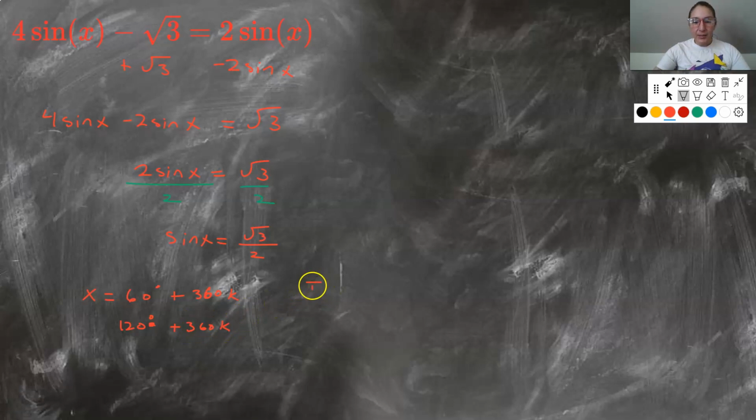In radians, this is pi over 3 plus 2 pi k, or it's 2 pi over 3 plus 2 pi k. Remember, the 2 pi k is just accounting for all revolutions, same thing with 360 times k. We're just saying that any coterminal angles are also true values for this as well. Okay?